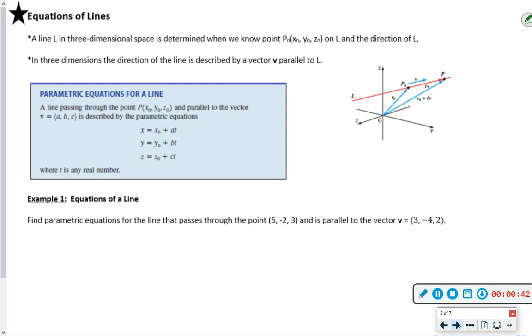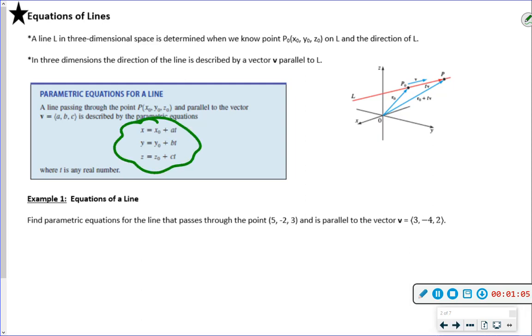In order to find the equations, we're back to using those parametric equations that we did in the previous chapter. Now we're just going to take a look at them. They're going to be in 3 dimensions. So we're going to have x, y, and z. Last chapter you just had x and y. I think these are pretty easy. A line passing through the point and parallel to the vector is described by these equations.